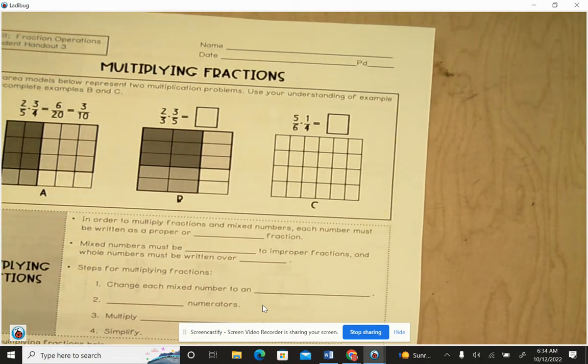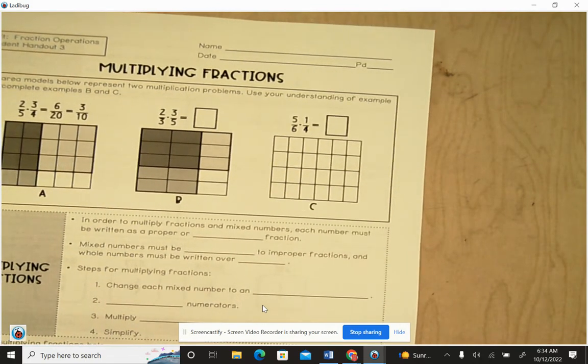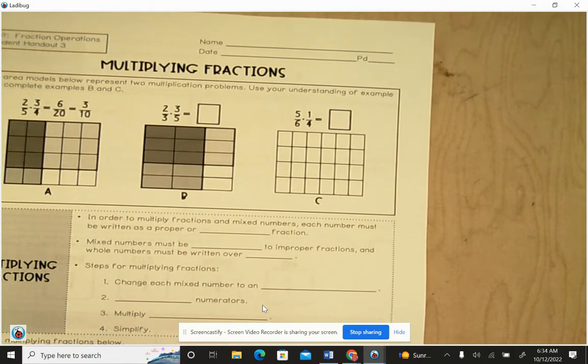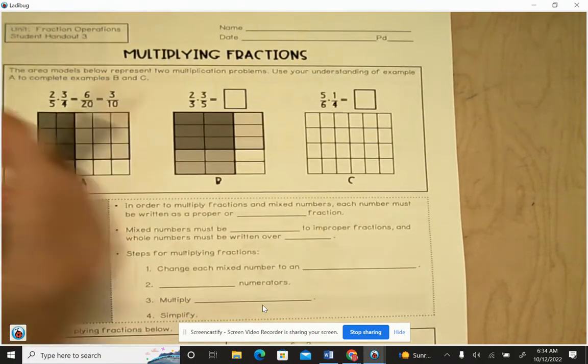The area models below represent two multiplication problems. Use your understanding of example A to complete examples B and C.